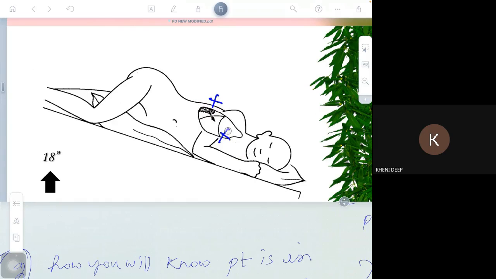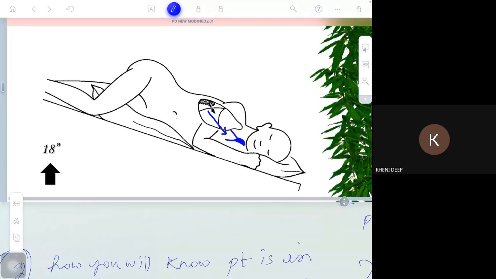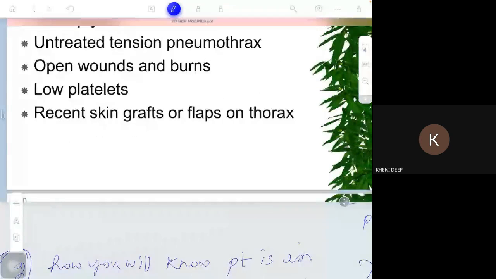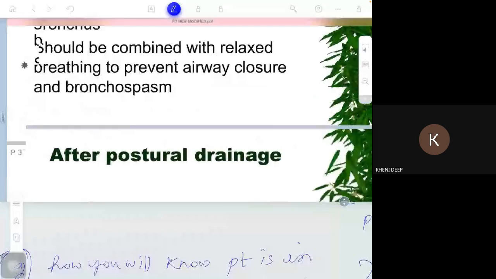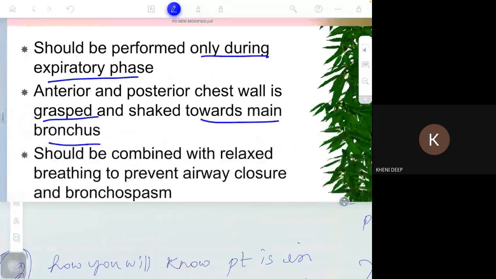So there is the main bronchus. The main bronchus is somewhere here. This is the main bronchus, so you have to perform the shaking towards this direction. Grasp the anterior chest wall and posterior chest wall and shake. Shake the chest towards the central bronchus or the central airway. Towards the main bronchus. Clear?